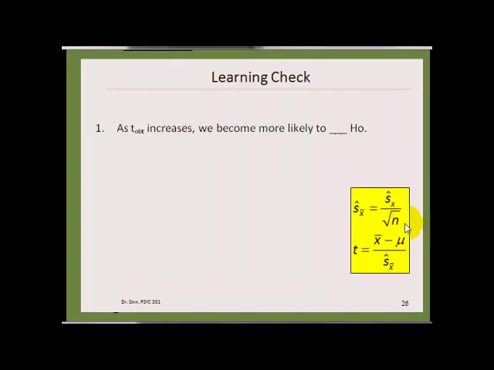Okay, so we have time now just for a quick learning check. Let's run through these, and I have the formulas printed here to help us think through things. As T obtained increases, we become more likely to do what to the null hypothesis? Well, as T obtained gets bigger, that means the difference observed is getting bigger relative to the difference expected. And as a rule, once you start getting past 2 or 3, it becomes really likely you can reject the null hypothesis. So the short answer: as T obtained increases, we become more likely to reject the null hypothesis.